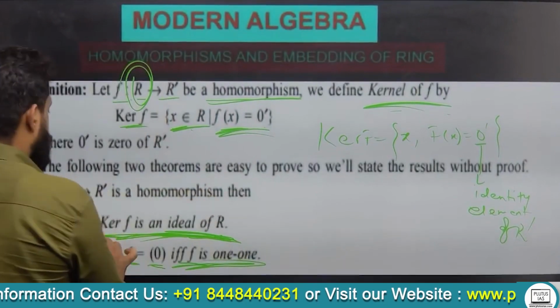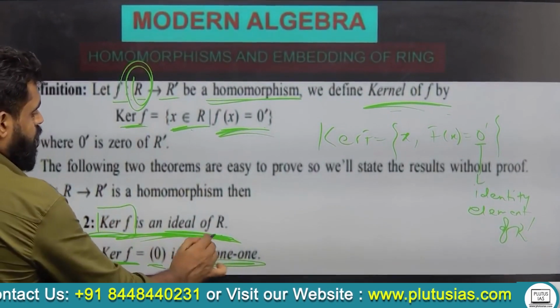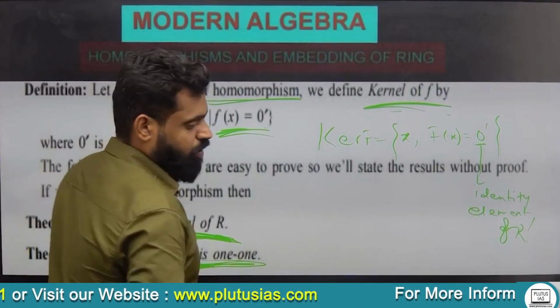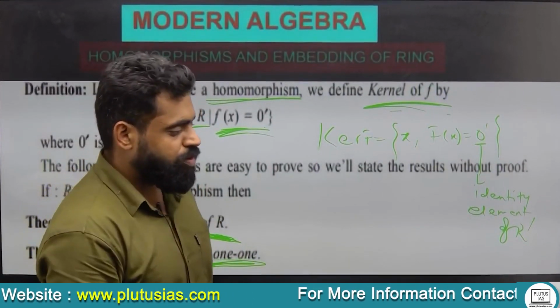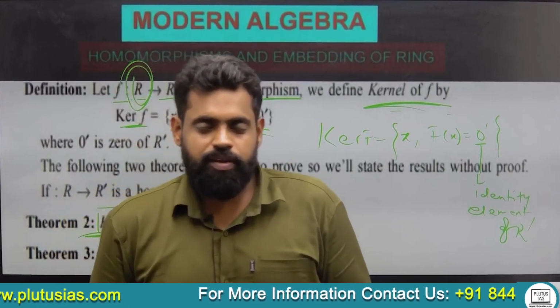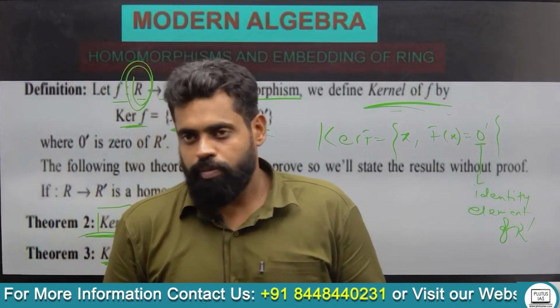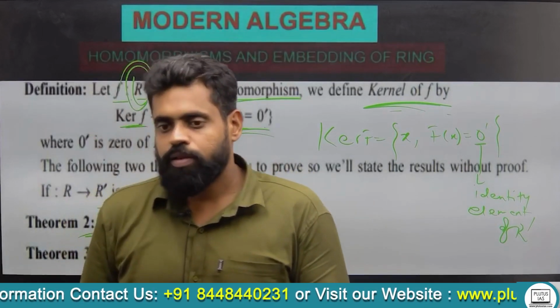First of all, the kernel of f is an ideal of R, and the kernel of f is 0 if and only if f is 1-1. I hope this topic, which is a bit tricky and conceptual, has been made easy for you.